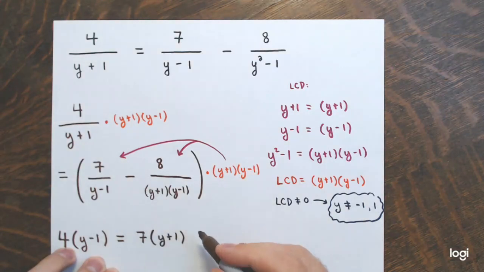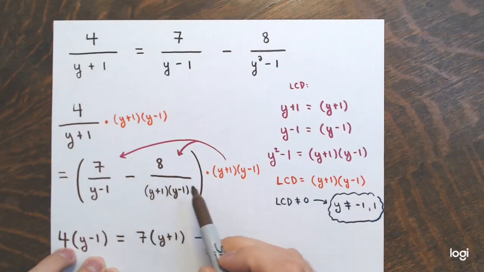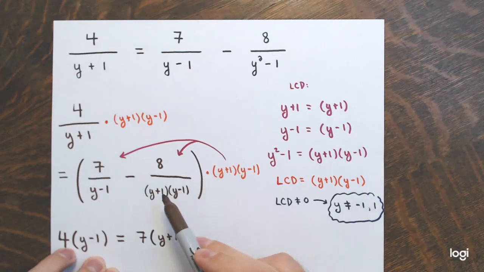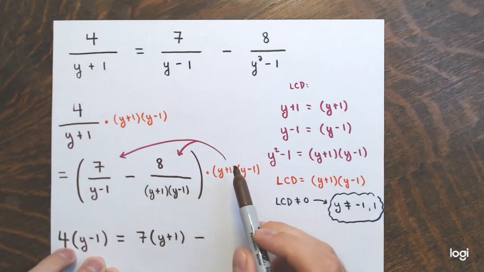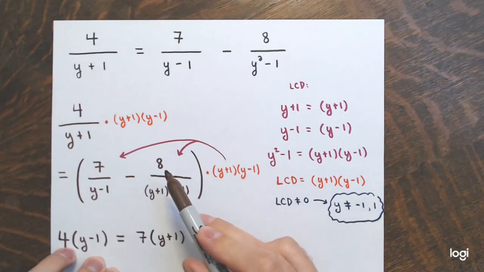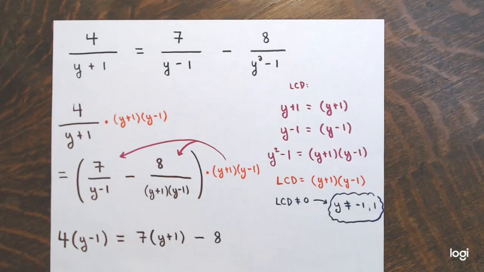Then we've got minus, and then multiplying this second fraction by the LCD. Well, see how the LCD is that denominator. So y plus 1 would cancel and y minus 1 would cancel. All I'd be left with is that factor of 8. Right. And then here's our equation.